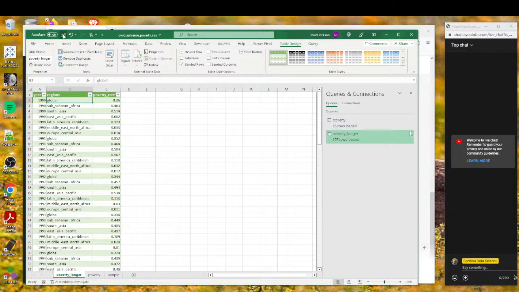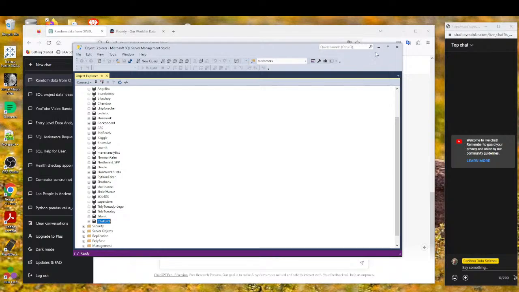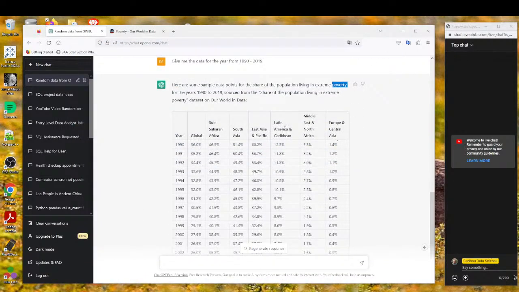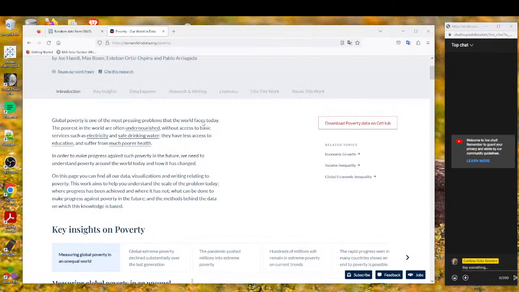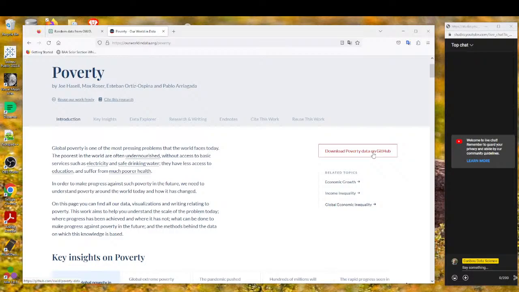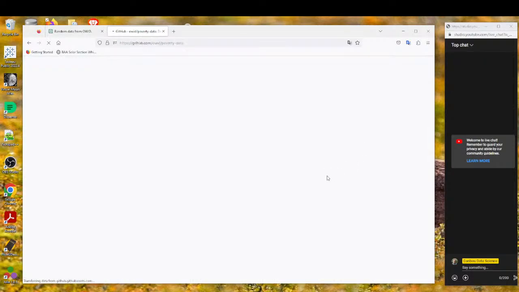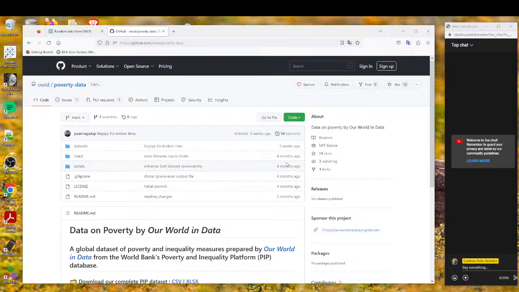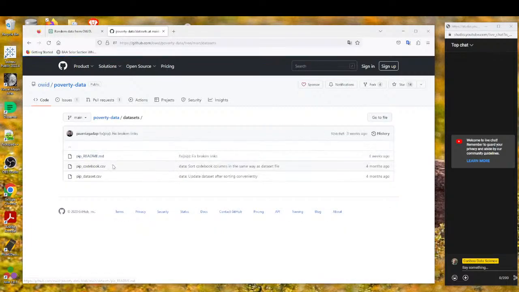Okay, so I don't really see any extra cleaning we can do there. Although we can, of course, just for the fun of it, come over here, download poverty data, poverty code book.